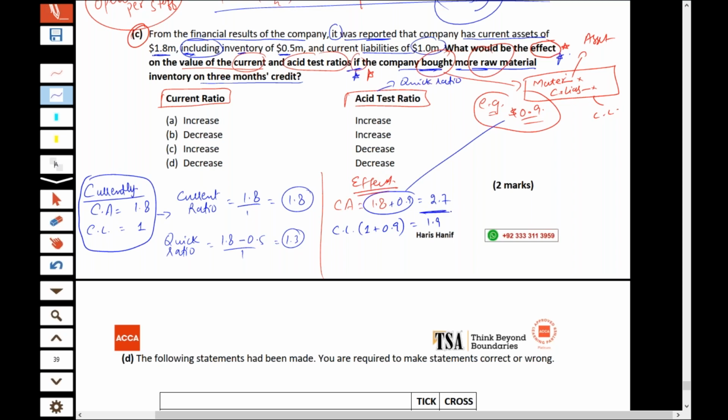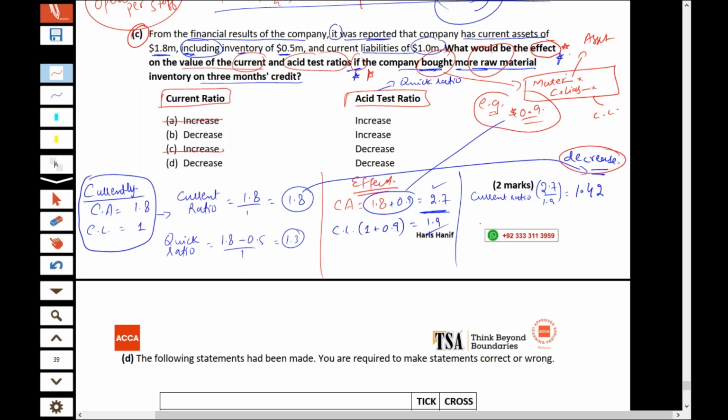These are my new figures. So what would be the effect if I calculate the current ratio? That is 2.7 divided by 1.9, which is 1.42. See, my current ratio is decreasing. So this option is eliminated and this option is eliminated.